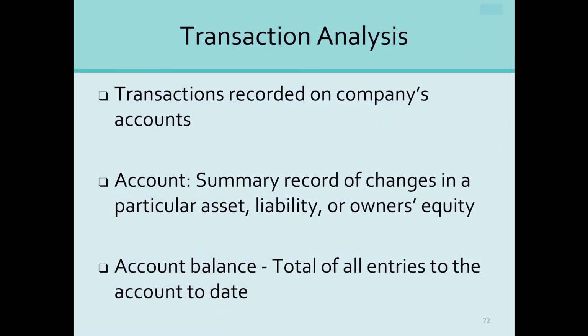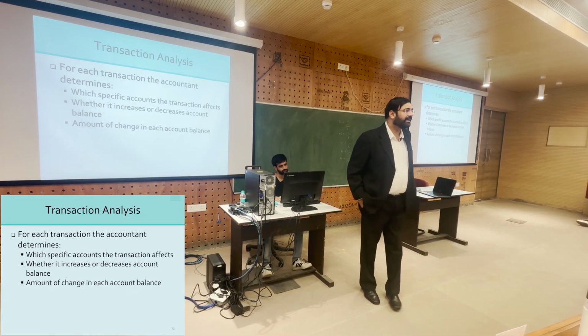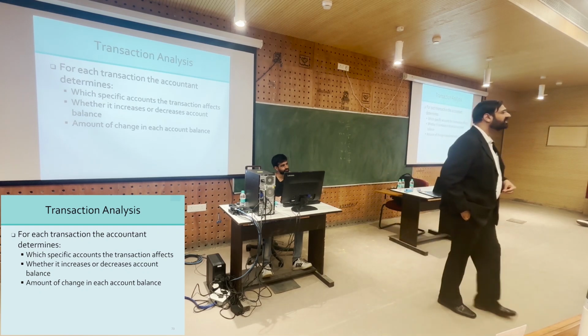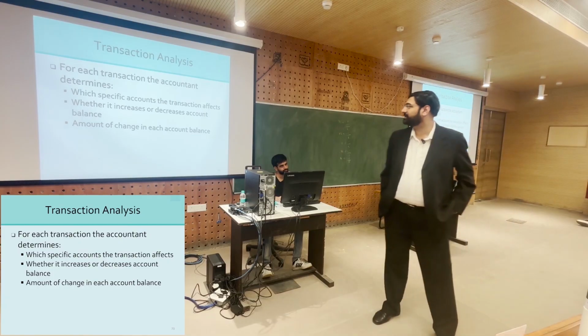Next slide. An account is a summary record of changes in a particular asset, liability or equity, and the account balance is that final last row that we prepared yesterday, which we said is representing our balance sheet. That is the account balance, right. For each transaction, the accountant determines which specific account the transaction affects, whether it increases or decreases that account, and the amount of change in each account balance, right. This is what we have to do. This is what we have already done yesterday. I am just explaining in even greater detail what we did yesterday through another example today, so that you are ready for what is coming up.